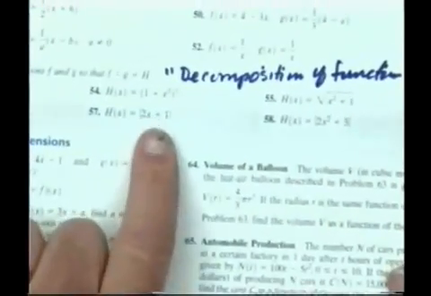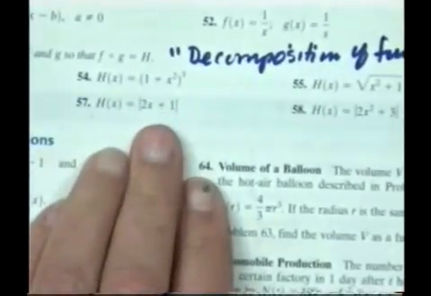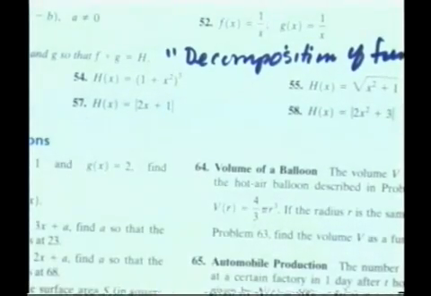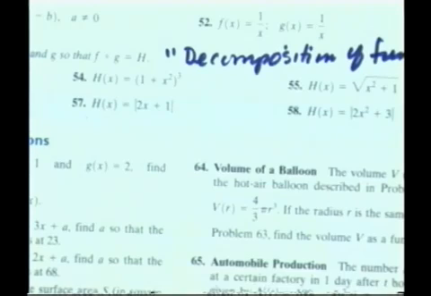Let's look at number 57. h of x is equal to the absolute value of 2x plus 1. What's the main idea here? Absolute value. I wonder how y'all figured that one out. f of x is the absolute value of x, and g of x is, what are you taking the absolute value of? Everybody says 2x plus 1. Easy, right? You can do it.